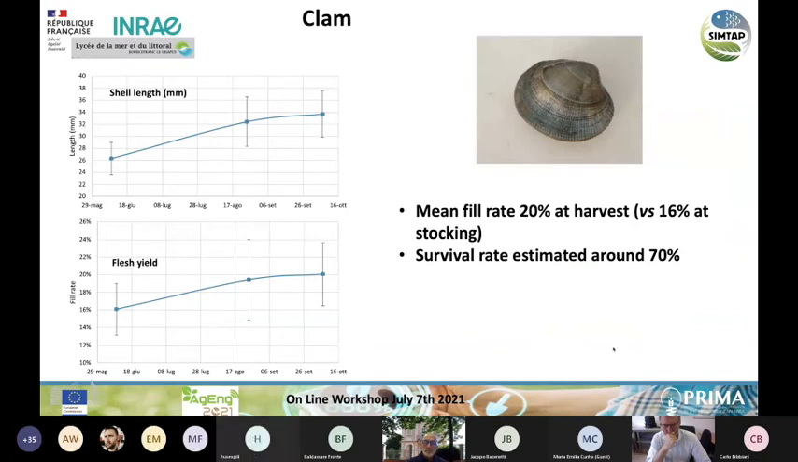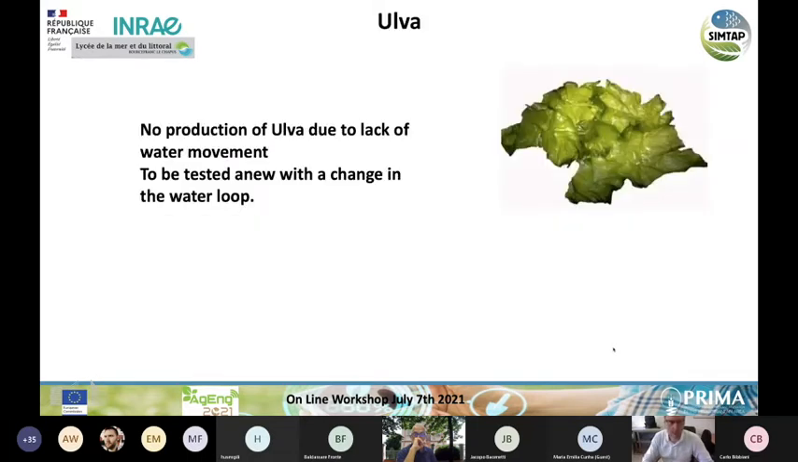And when we look at the clam, we observe also a mean flesh yield of around 20% here, which was a good increase from the one we stocked at the beginning, and the survival rate estimated around 70%, with a very good growth as expected in this production area. For the ulva, the results were not so good, as there was no production of ulva due to lack of water movement, and we want to test this anew with a change in the water loop.